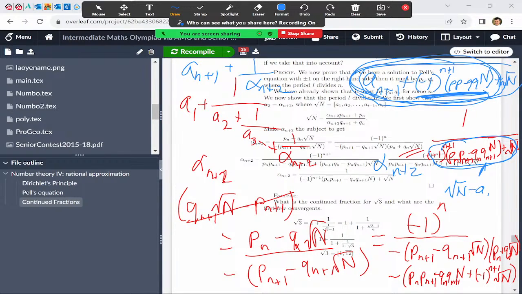If it's any bigger than that, then it would come out with the a_n plus 2, right? That value, for it to go into the next continued fraction, has to be between 1 and 0, right? Yeah.